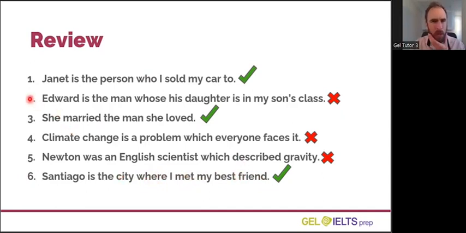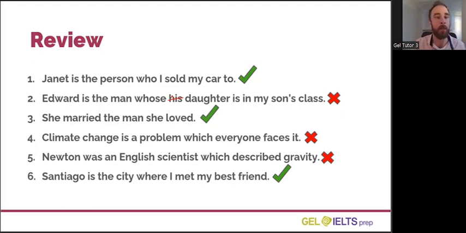So 2, what's the problem? Edward is the man his daughter is in my son's class. Well, whose is possessive, so we don't need his. Let's remove that and see if it's correct. Edward is the man whose daughter is in my son's class.